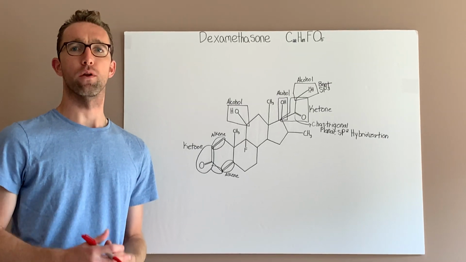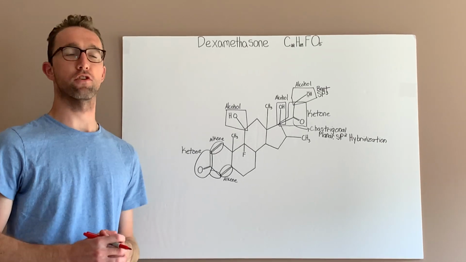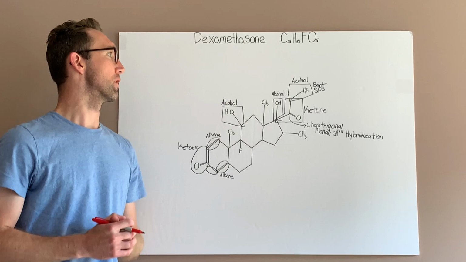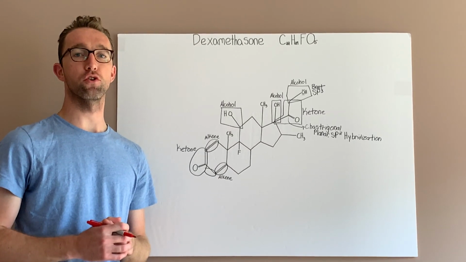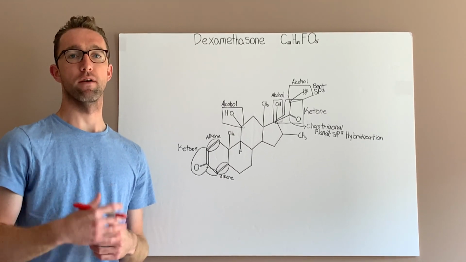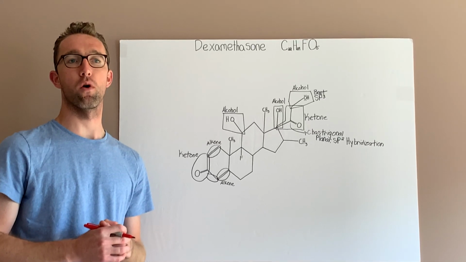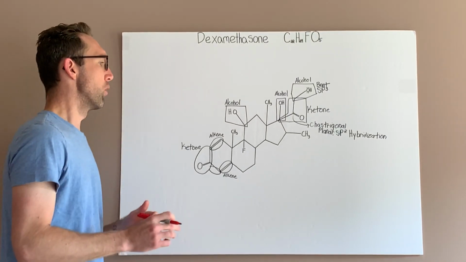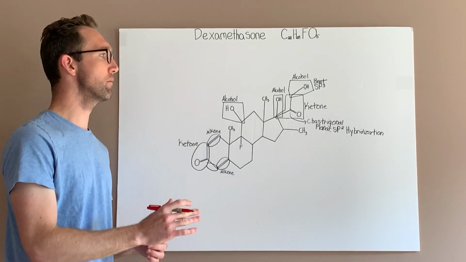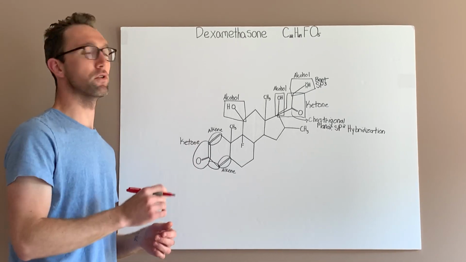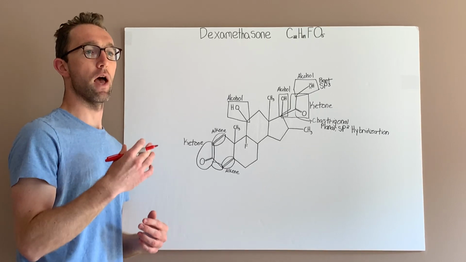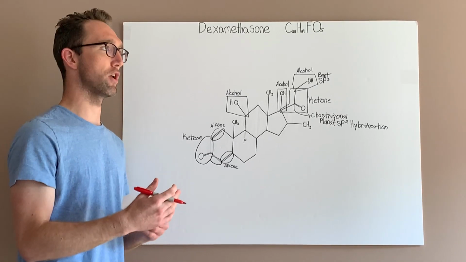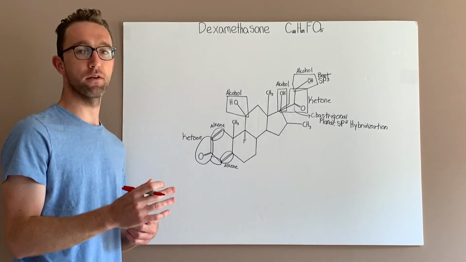Hello and welcome to this second discussion on dexamethasone with the molecular formula C22H29FO5. This discussion will be focused on more of an advanced structural analysis. So let's get started. We're going to pick 3 carbon atoms and 3 heteroatoms to discuss their hybridization, their electron arrangement, molecular geometry, and their bond angles.